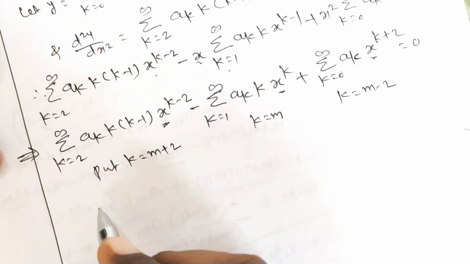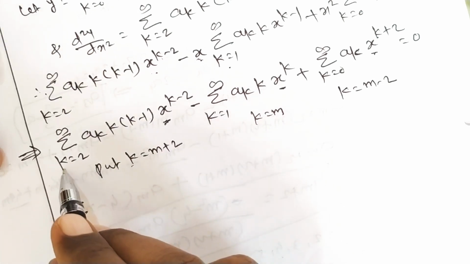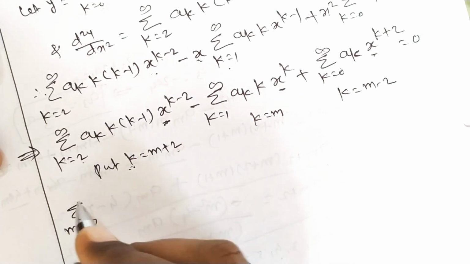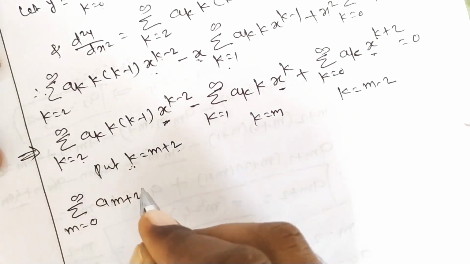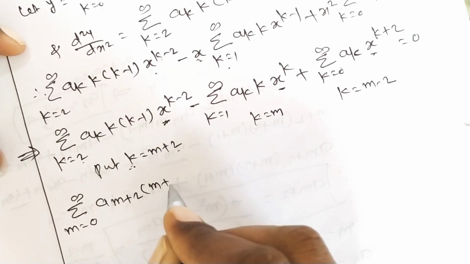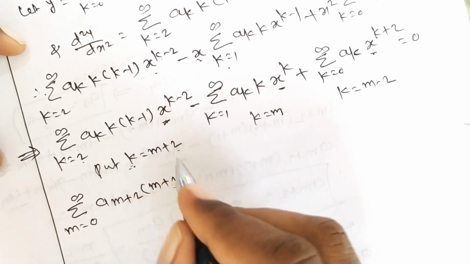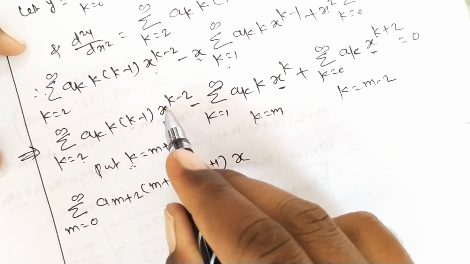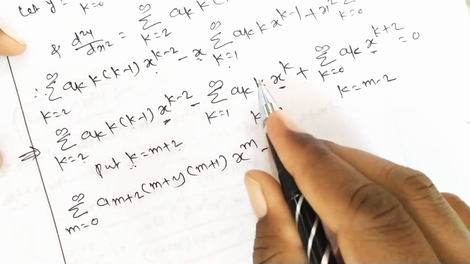Okay, so rewrite this step again, that is summation of m varies from, now if you put k equal to m plus 2, then k equal to 2 gives m equal to 0, since 2 gets cancelled. So m starts from 0, a(m+2) into (m+2), and k equal to m plus 2 into here k minus 1, that is m plus 2 minus 1, m plus 1, into x to the power m plus 2 minus 2, that is m, minus here we have to put k equal to m.